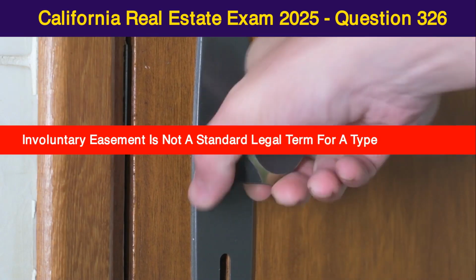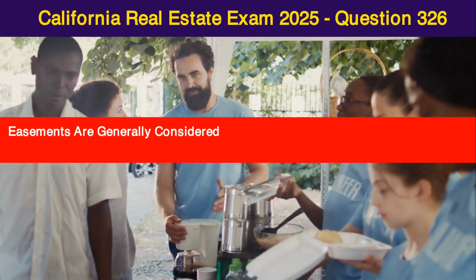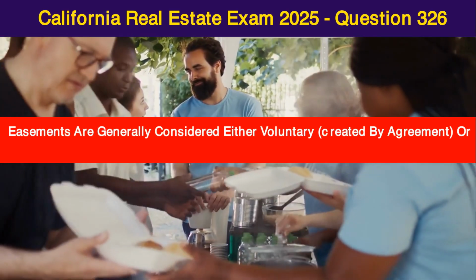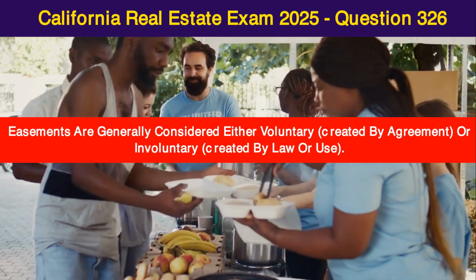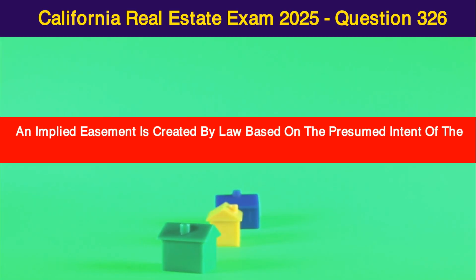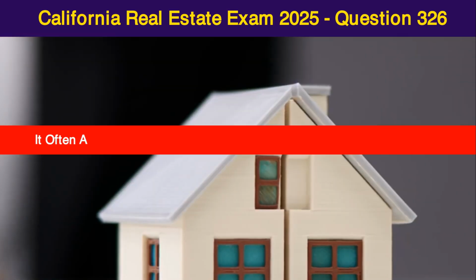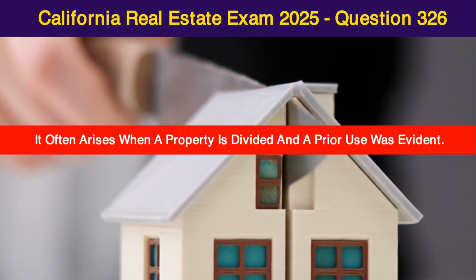Involuntary easement is not a standard legal term for a type of easement. Easements are generally considered either voluntary, created by agreement, or involuntary, created by law or use. An implied easement is created by law based on the presumed intent of the parties involved in a property transfer. It often arises when a property is divided and a prior use was evident.